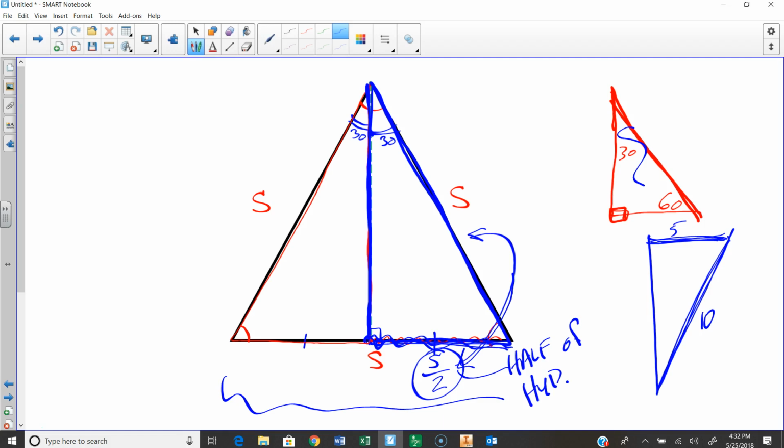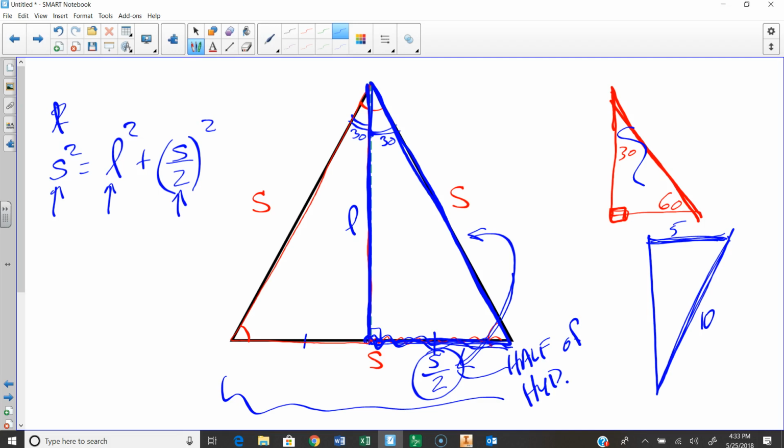Well, now we can use the Pythagorean theorem. I'm going to call this L for one of the legs. So we'll do it this way. S squared equals L squared plus half of S squared. Notice how I wrote that. Take a look at it. Does that make sense? This is your hypotenuse. This is one of the legs, and this is the other one of the legs.